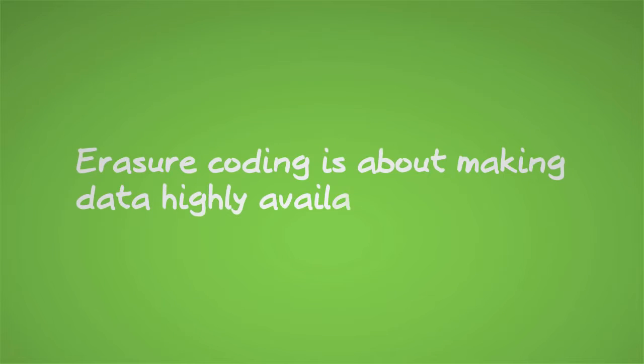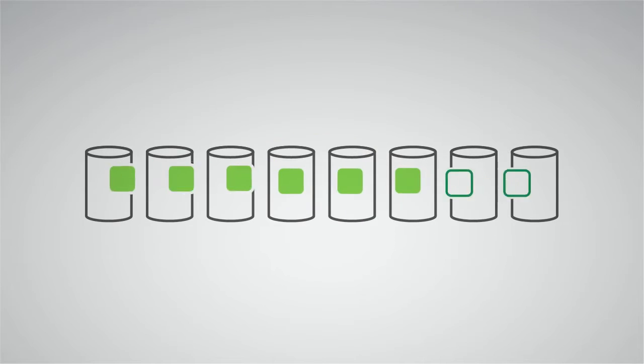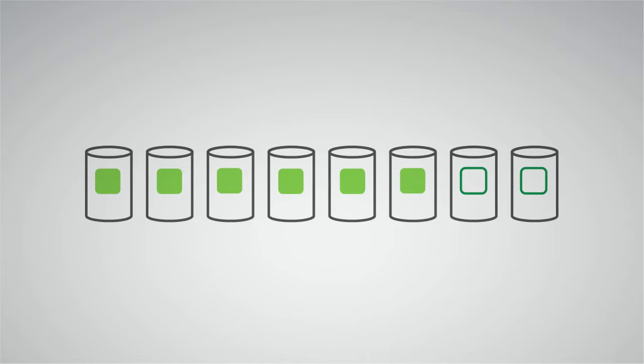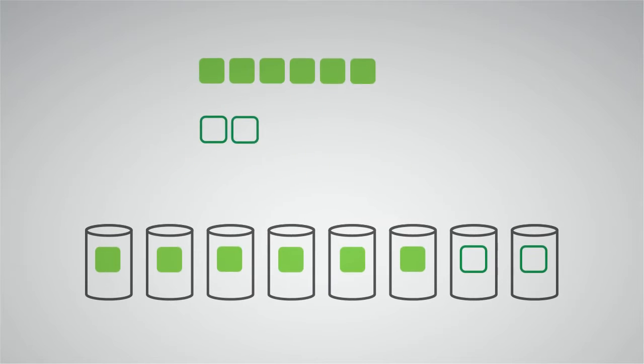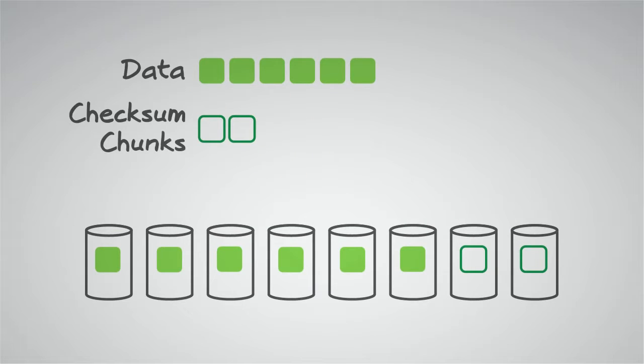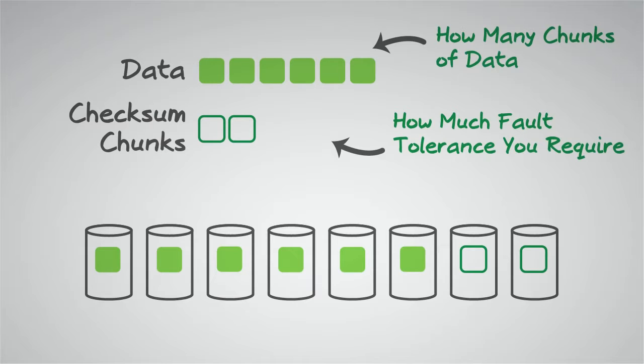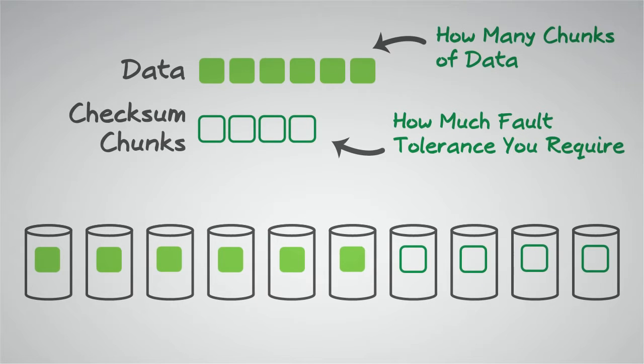Erasure coding is all about making data highly available. In simple terms, it breaks data into a configurable number of chunks, computes an arbitrary number of additional checksum chunks, and distributes those chunks across a set of different storage systems. By choosing the ratio of data to checksum chunks, you can choose the additional capacity you need for the level of data protection you desire.